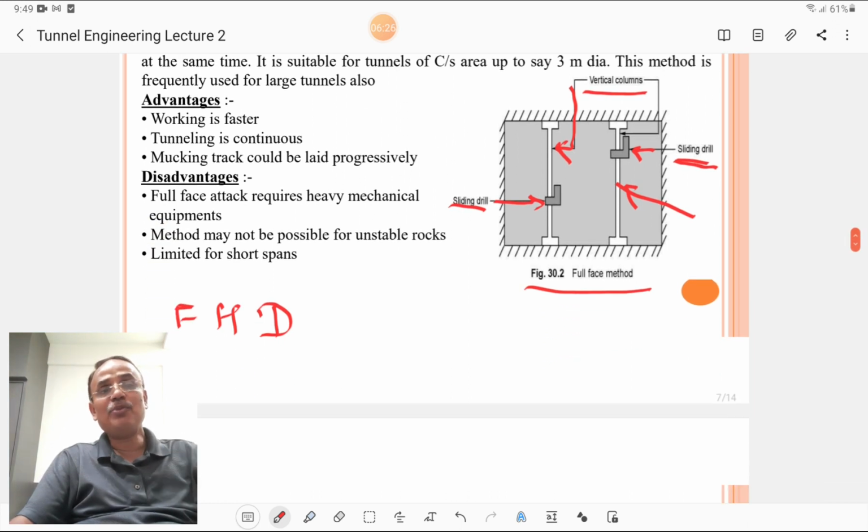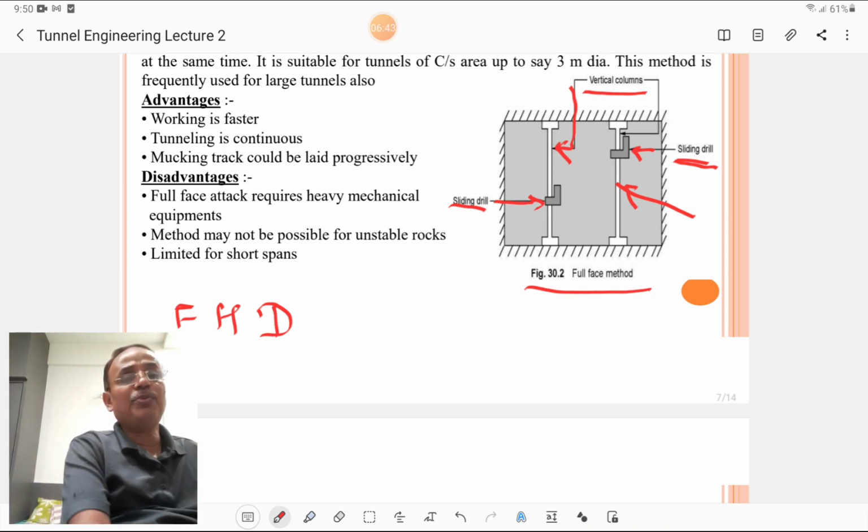Disadvantage of this method is that the full face attack method requires heavy mechanical equipment because we have to drive the tunnel at a time. The method may not be possible for unstable rocks. It is difficult because collapse is there, and it is limited for shorter span. Please look at this figure.